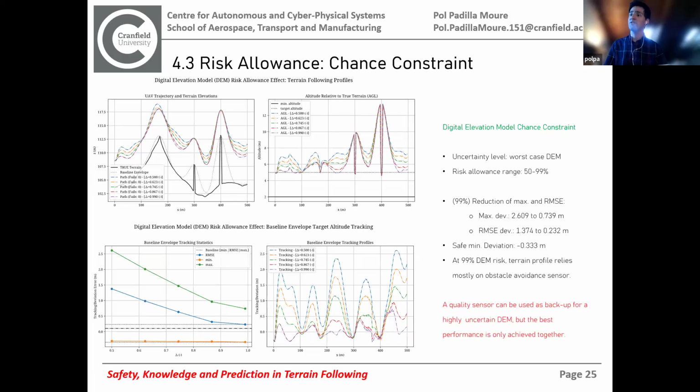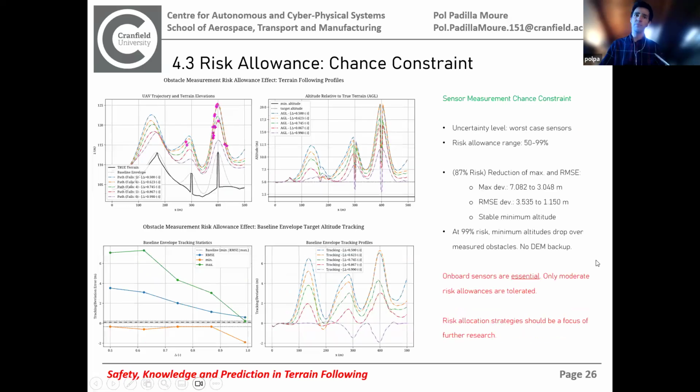So this gives us information that the best performance is only achieved when we combine the DEM data with the obstacle measurement data. If we rely only on obstacle measurement data of online measurements, we are not going to be getting the same performance as if we combine the two systems, the two information sources at the same time without uncertainty. So relying on just one, even though you will improve the performance, will not get you the same performance as before. And now the most critical stage.